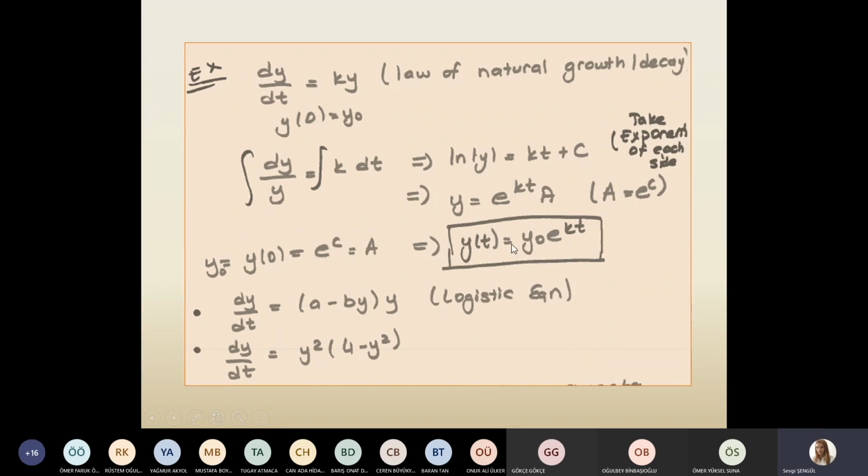And as you can see, this is an exponential function. And if k is positive, this exponential function is going to be growing. If k is negative, this exponential function is going to be decaying, going down, right? And this is one example for the autonomous differential equations. And for example, this is another one. This is the logistic differential equation. And this is another one. So as long as your right-hand side depends on only y, you can say that you have an autonomous equation. And you can solve these equations with separable equations like we did in this example. Okay?